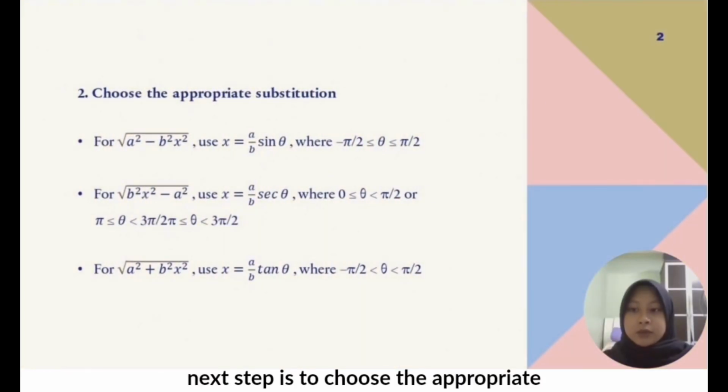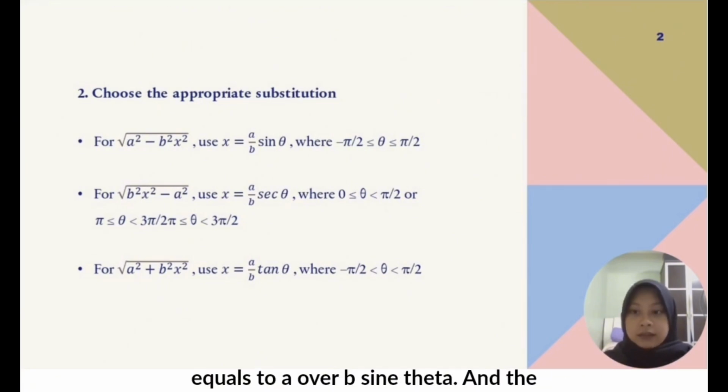The next step is to choose the appropriate substitution. For square root of a squared minus b squared times x squared, use x equals a over b sine theta. The next one is for square root of b squared times x squared minus a squared, use x equals a over b secant theta. And the last one is for square root of a squared plus b squared times x squared, use x equals a over b tangent theta.